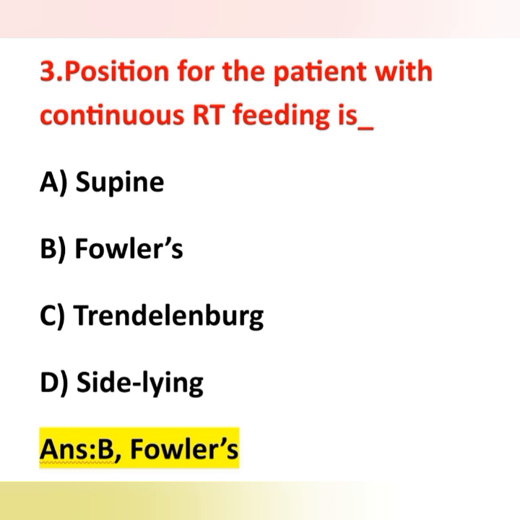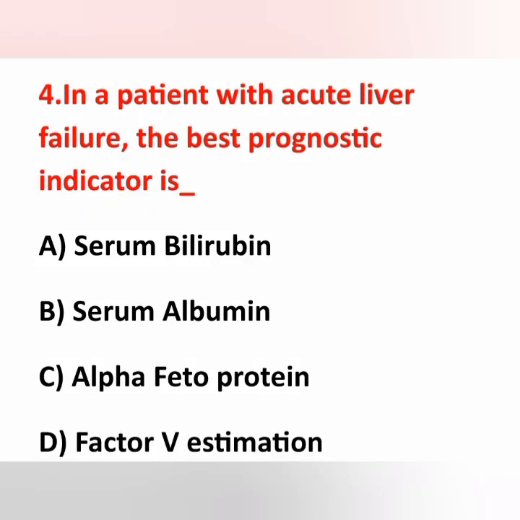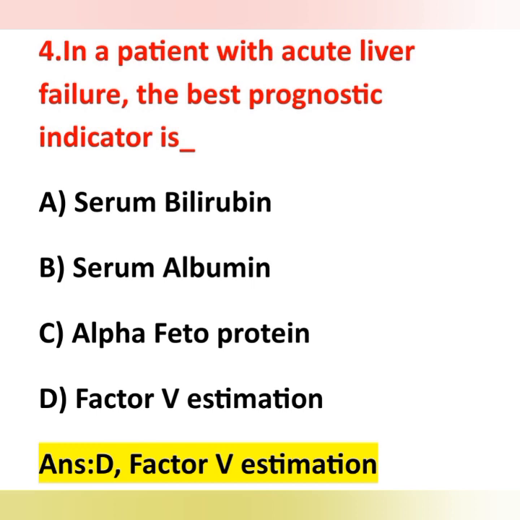And the next question, question number 4. In a patient with acute liver failure, the best prognostic indicator is. Options are option A serum bilirubin, option B serum albumin, option C alpha fetoprotein and option D factor V estimation. So the question is, in a patient with acute liver failure, which is the best prognostic indicator among these options? That is our question. And the correct answer is option D, factor V estimation.